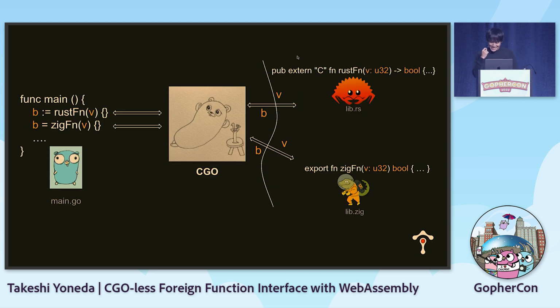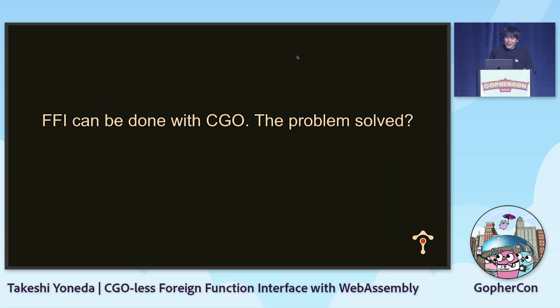What CGO does is that it manages all the parameters and the results across the boundary. So instead, you can just call foreign functions just like any other pure Go functions, and the rest of it will be taken care of by CGO. Cool, right? So this is what CGO does, and CGO is actually the implementation of foreign function interface. Cool. So if I'm done, my talk has finished.